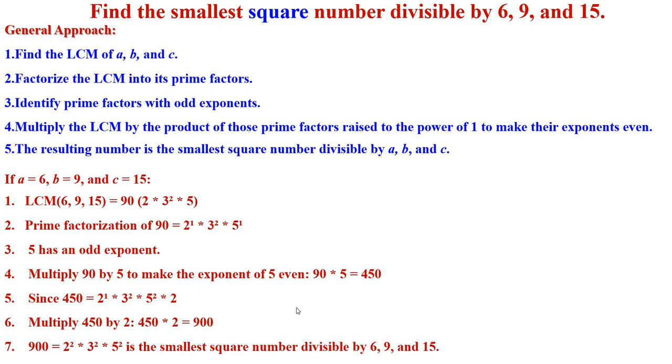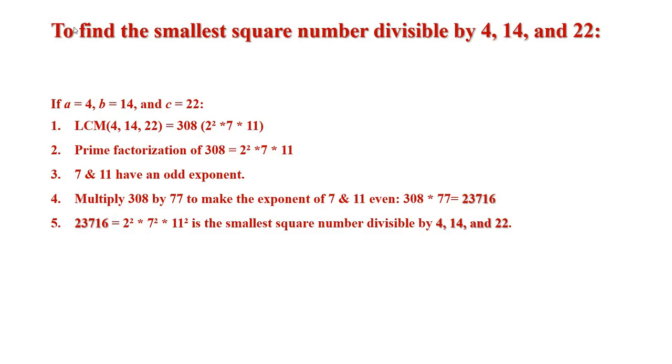Now to have a more clear idea, you have another example. We find the smallest square number divisible by 4, 14, and 22. Take A as 4, B as 14, and C as 22. The LCM of these three numbers happens to be 308. The prime factorization of that number is 2 square, 7, 11.